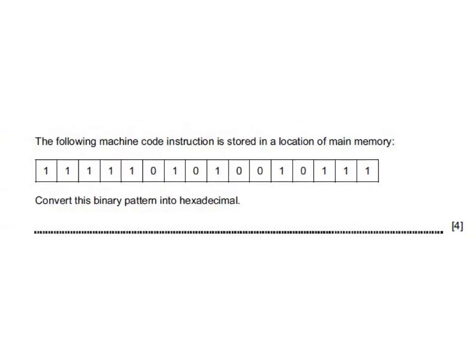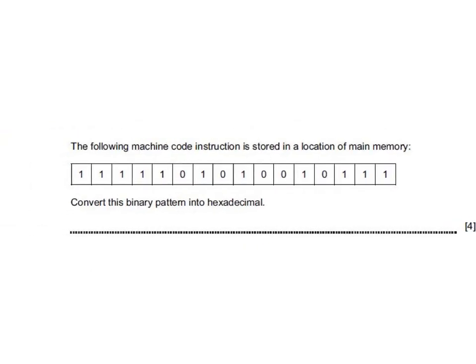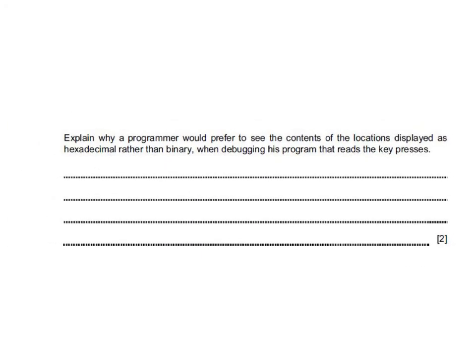Easy peasy. The following machine code instruction is a location of main memory, give it in hex, so we split it up into nibbles and just go through. So we'll have F, A, 9, 7. Easy.